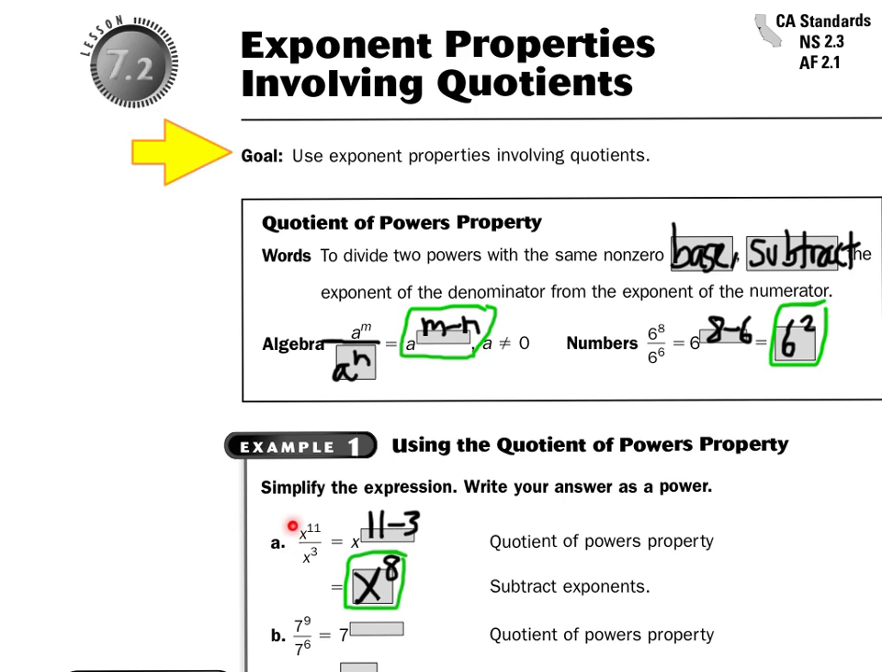All right, take a look at example 1, letter A. If I have x to the 11th power over x to the 3rd power, well, the bases match, so I copy the x and then subtract top minus the bottom. So 11 minus 3. So that would be x to the 8th power.